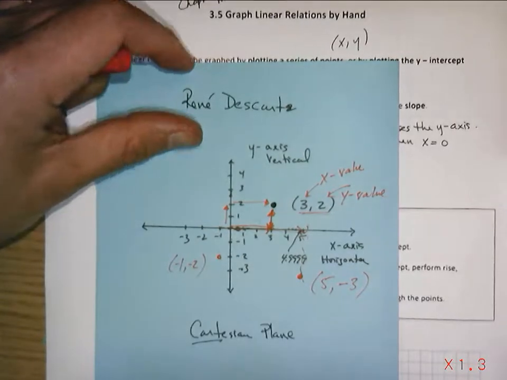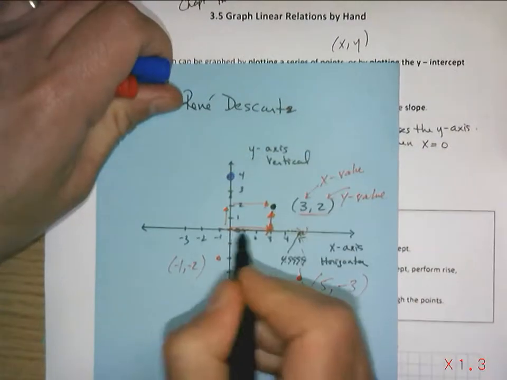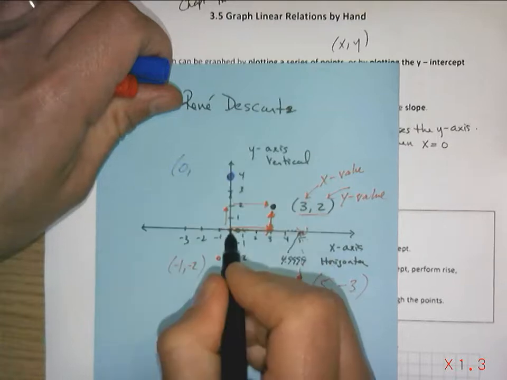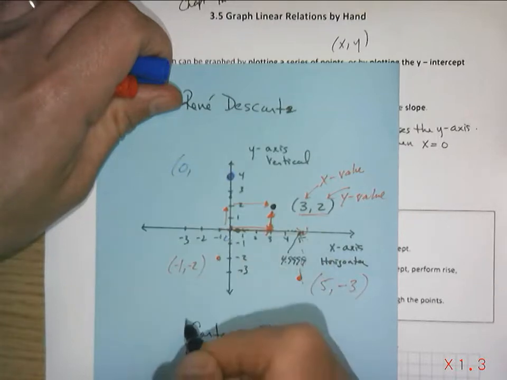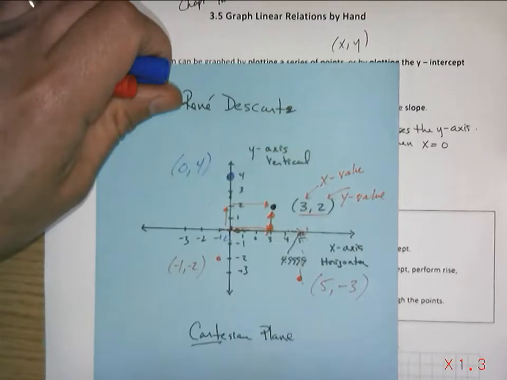And we can have points on the axis, so this point here. How far did I have to move horizontally? Well, I didn't. So if I'm not going to move at all horizontally, then my x value is going to be 0. But my y value, 1, 2, 3, 4, I had to go up to 4.